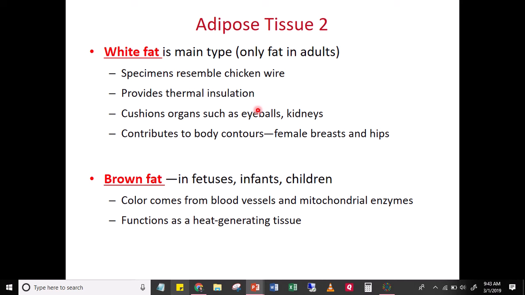To keep our kidneys from bouncing around in our retroperitoneal cavity, we have a lot of fat around them, particularly because the inferior half of our kidney is not protected by the rib cage. So that part of the kidney will have a lot of fat present. And if we look at the hilum of the kidney, that part of the kidney where the blood vessels go in and out and the ureter goes in and out, it also will have a lot of fat present to help stabilize the tubes. White fat gives the curves to our bodies. Think of the female breast or the female hips. The curviness of the body comes from the white fat.